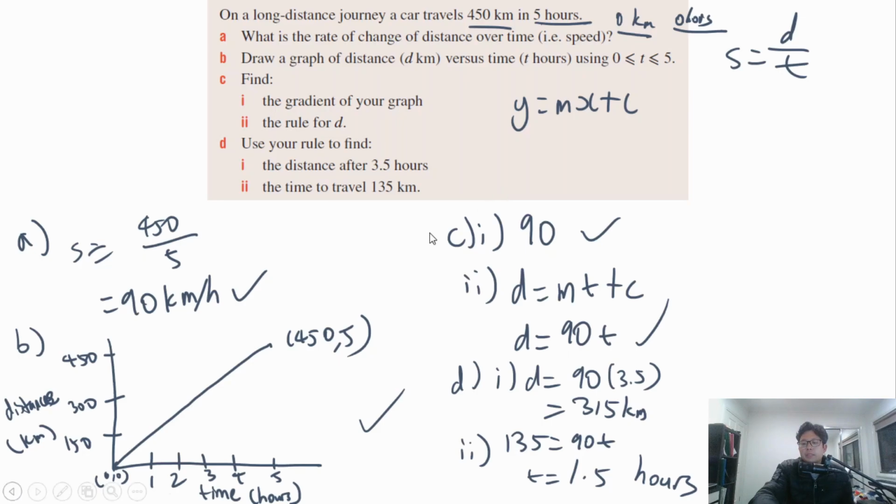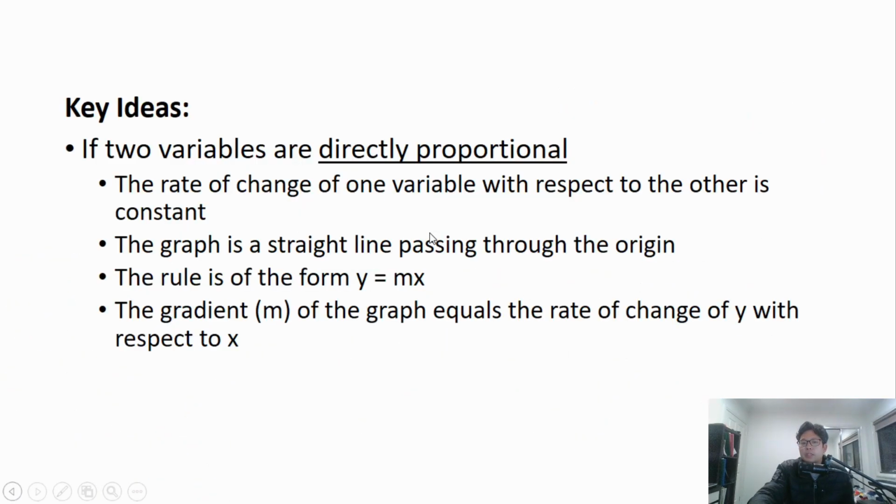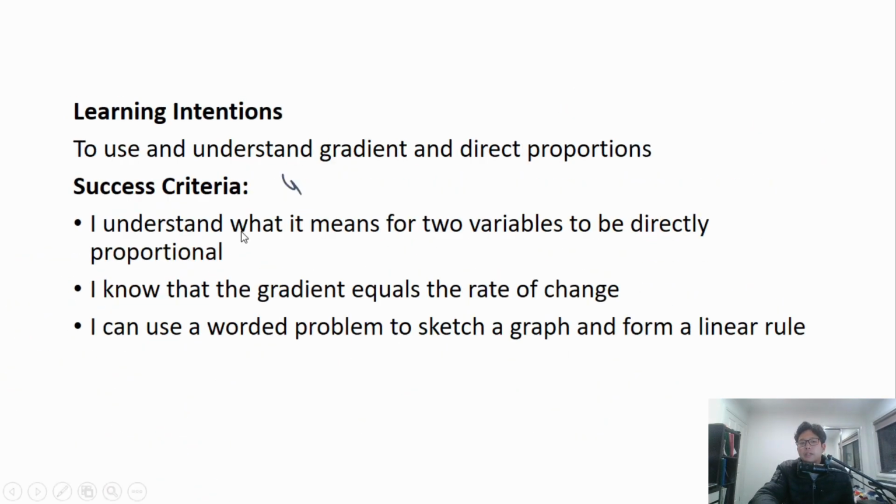Alright, so that brings us to the end of this video. Hopefully you guys learned something from this, and that you guys can also understand what it means for two variables to be directly proportional. Know that the gradient equals the rate of change, and also can use a worded problem to sketch a graph and form a linear rule.